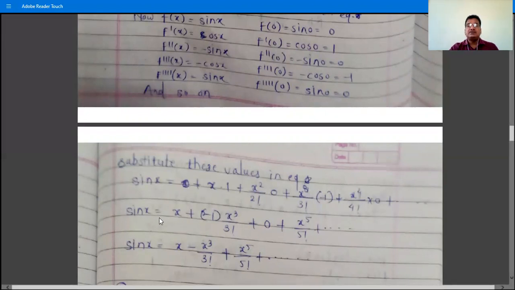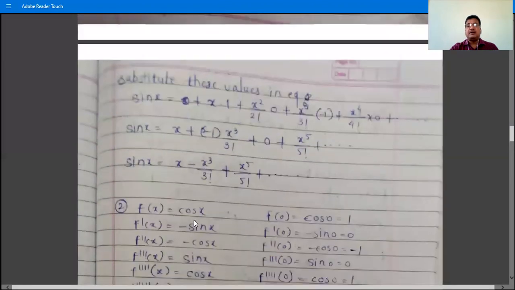And then we have sin x is equal to x, this term x, then x minus x cube by 3 factorial plus x raised to 5 by 5 factorial. So we have the expansion of sin x as x minus x cube by 3 factorial plus x raised to 5 by 5 factorial. Obviously the next term is what? Minus x raised to 7 by 7 factorial. Then the next term is plus x raised to 9 by 9 factorial, in this way. So this is the expansion of sin x.